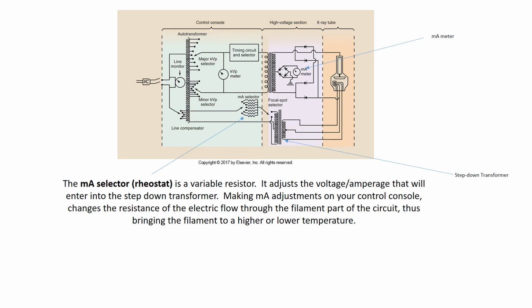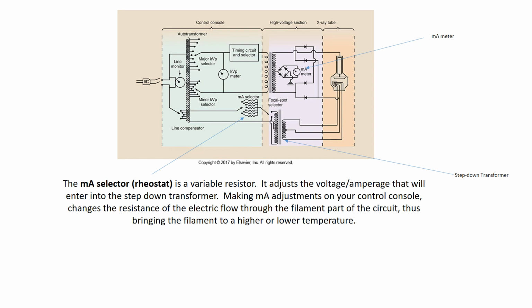This is what is going to allow for changes in MA. So when you go from 100 to 300 to 1200 MA, this is the device that's going to be allowing for that selection to be made. That's the amount of electricity now that's going to be fed into the step-down transformer, which also has a fixed number of coils.